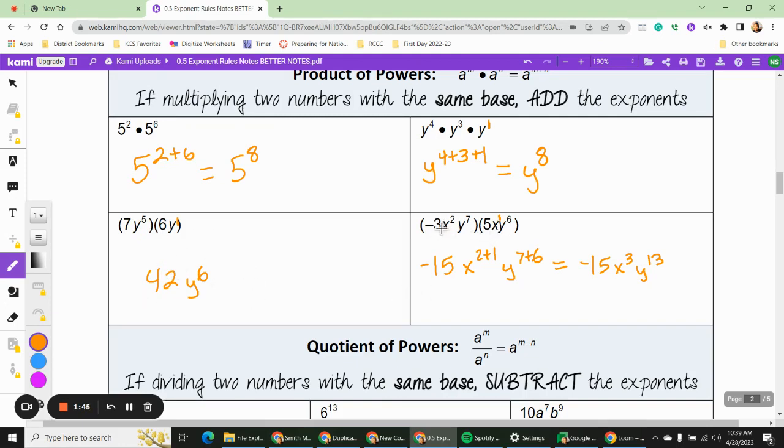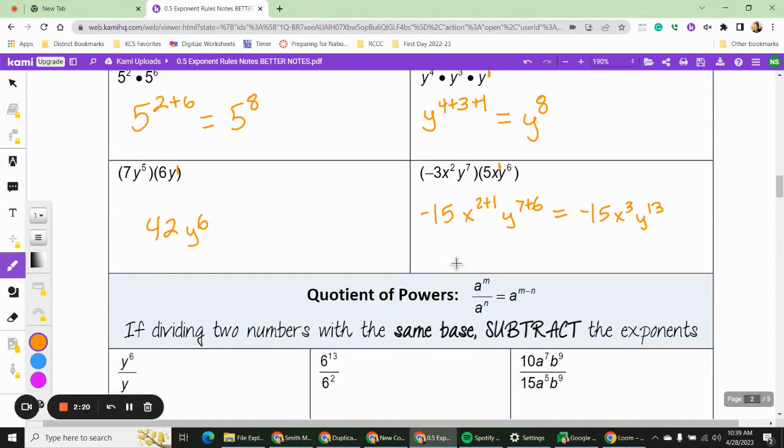This one gets a little bit more fun because it has more than one variable. But still, we're going to multiply -3 times 5, take the x's and add up those exponents, 2 plus 1. Add up the exponents for the y, 7 plus 6, and we're going to get 13. One big idea here is we only add the exponents if they have the same base. So it has to be the same base. I don't add up the exponents for x and y. I add up the exponents for this x being multiplied times that x.